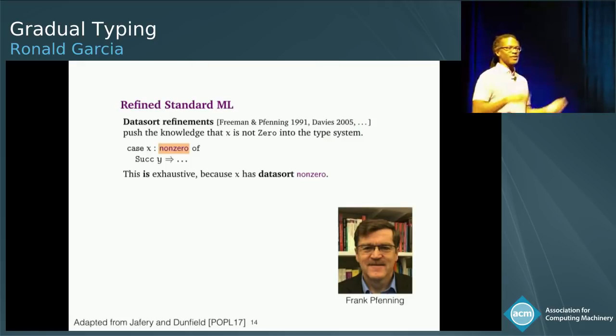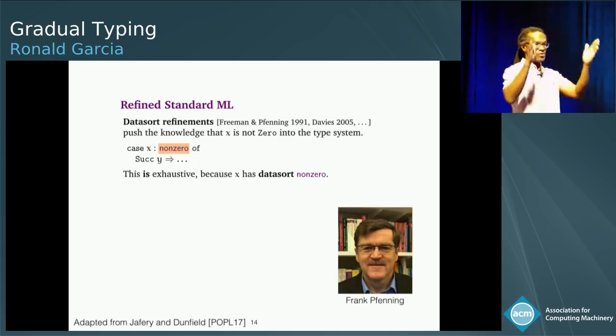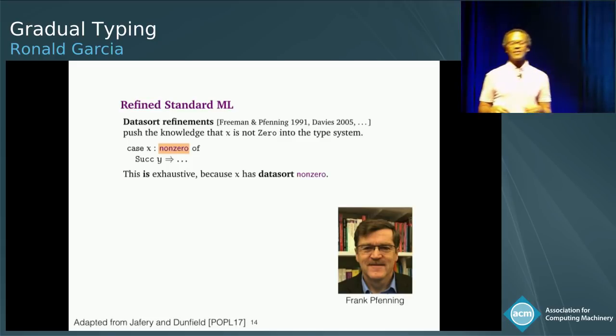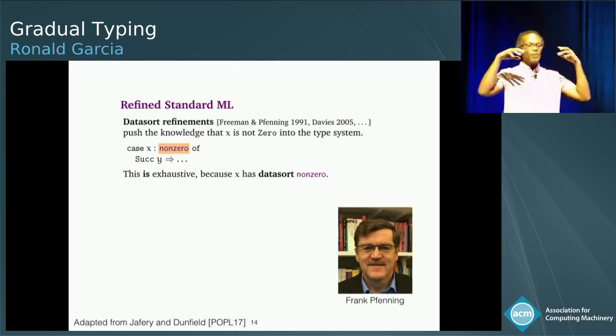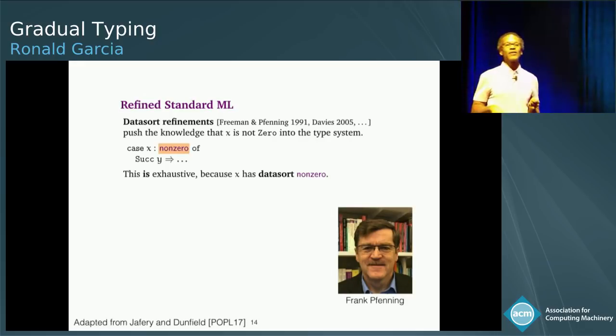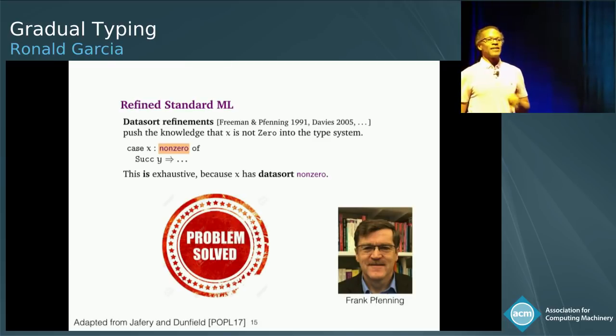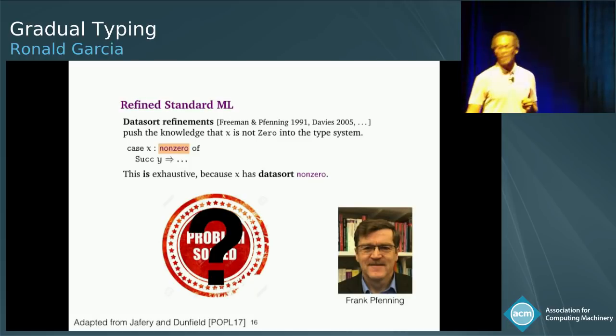So working with a really amazing group of graduate students that led to a succession of really fascinating theses, Frank and his students developed this idea of data sort refinement or type refinement, which allows you to refine the types of your algebraic data types to allow, say, non-zero to be pushed through the source code so that you can statically guarantee that this particular case is in fact exhaustive, even though it doesn't have all of the arms. So, problem solved. Types people happy. Or are they? Stay tuned.